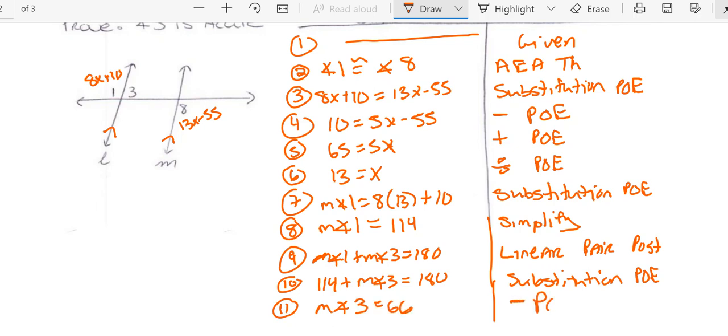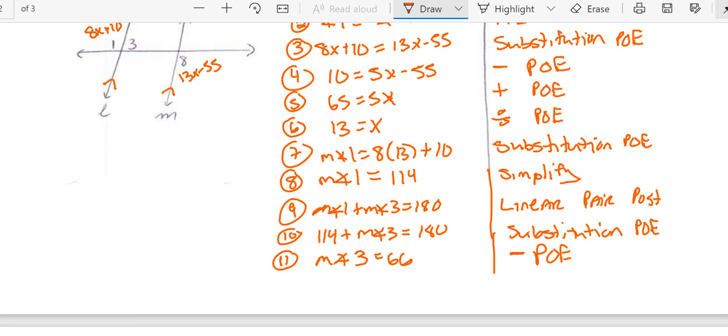Subtraction property of equality. And the last step, 12. Angle 3 is acute. Definition of an acute angle. An acute angle is an angle that's less than 90 degrees. So once we proved that it was 66, that meant it was acute.